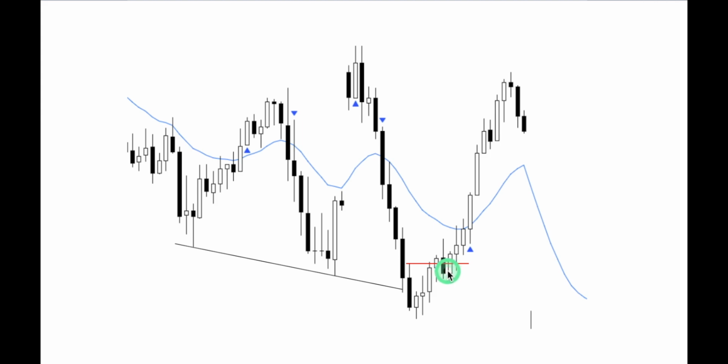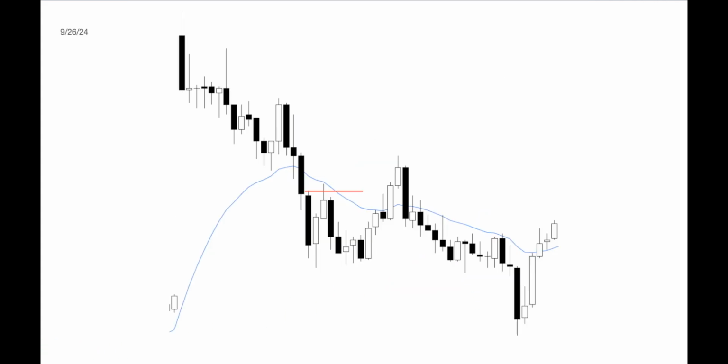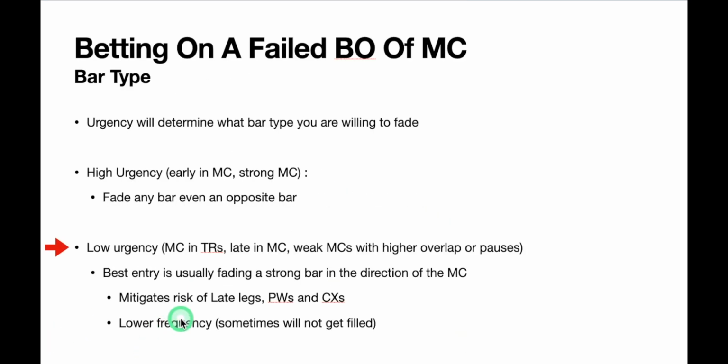So it's very forgiving to trade microchannels using the last strong bar in the direction of the microchannel, because you see the approach, and you also usually get a decent chance to exit with a small profit or break even. And if you look at these microchannels, a lot of them do reverse from the high of the last strong bear bar. And so when I mentioned here that it mitigates risk of late legs, parabolic wedges, and climaxes, this is kind of what I mean.